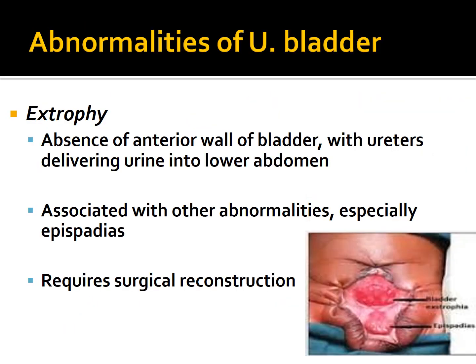Abnormality of the urinary bladder. So, exstrophy of the bladder can occur. Here, there is absence of the anterior wall of the bladder with ureters delivering the urine into the lower abdomen outside. It is associated with other abnormalities, especially epispadias, that is abnormality in the opening of the urethra. It requires surgical reconstruction. So externally from outside you can see the urinary bladder is opened like this and then urine is passed outside.